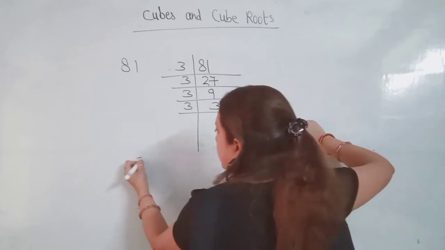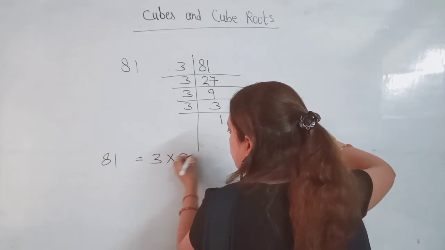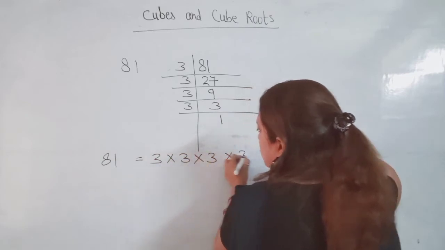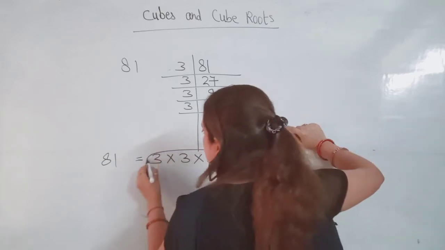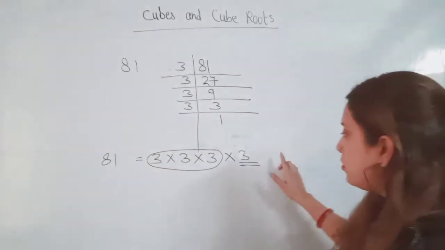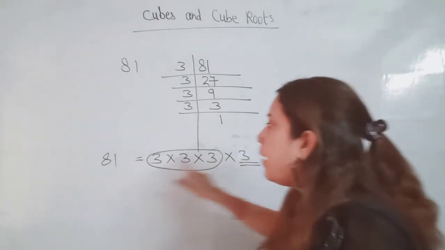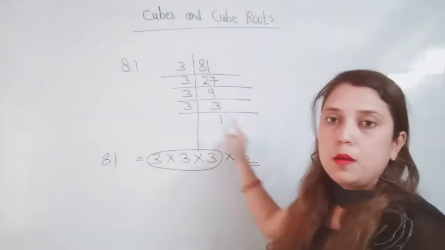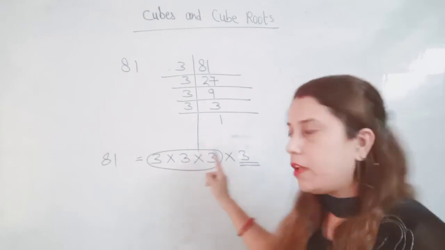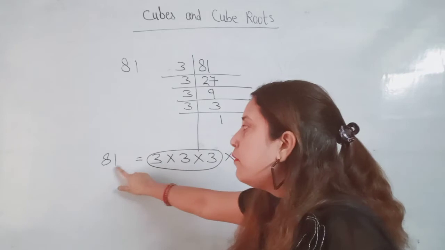So first we write down the factors. 81's factors are 3 into 3 into 3 into 3. So this is one triplet. This 3 is extra. So when we divide 81 by 3, it becomes a perfect cube.